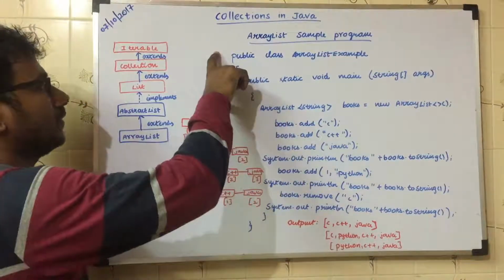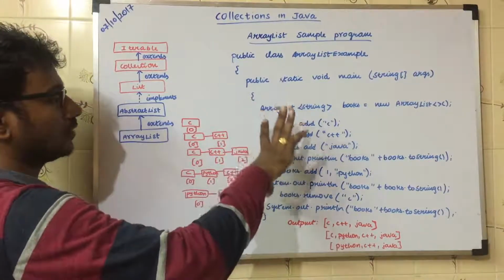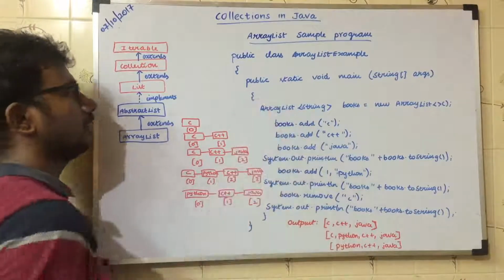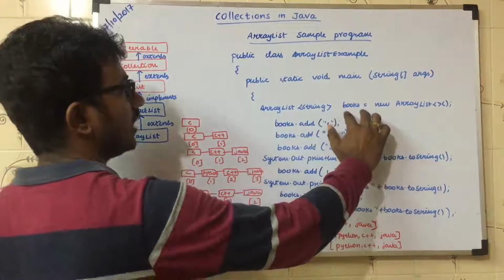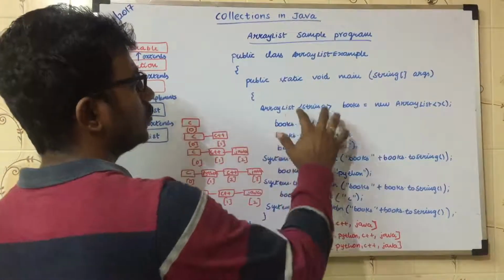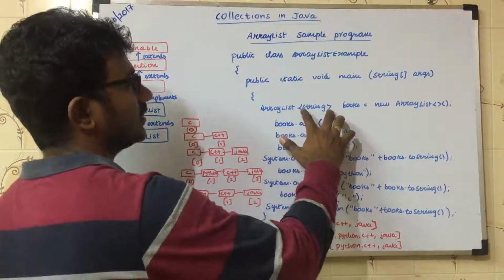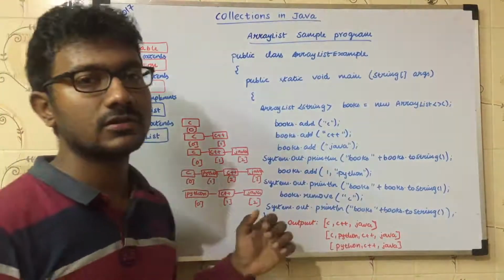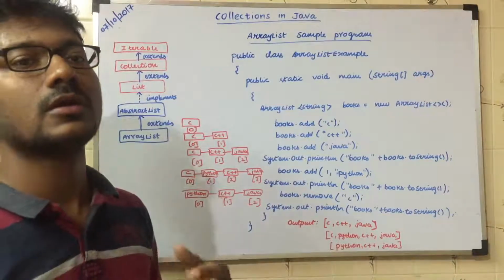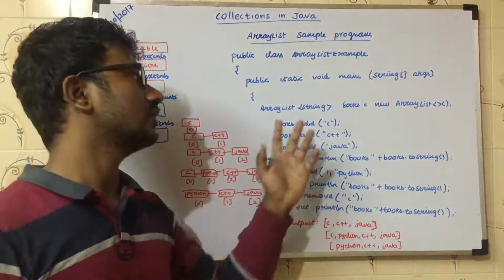You would be very familiar with this fragment, so I will concentrate only on this part. Here we are trying to create an ArrayList object called books. You might have a doubt why we need to send this String inside the angle brackets. The reason is that the collection is generic. It would be better if you send the data type.